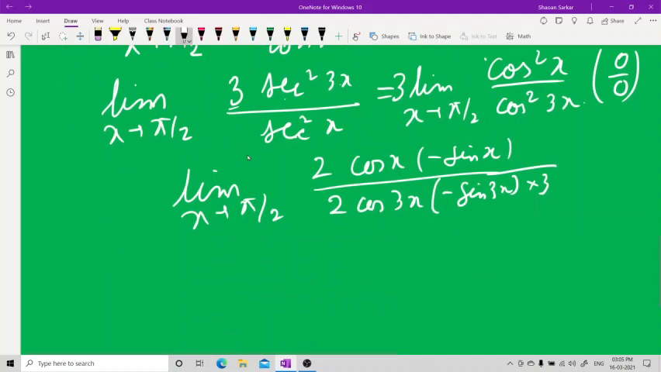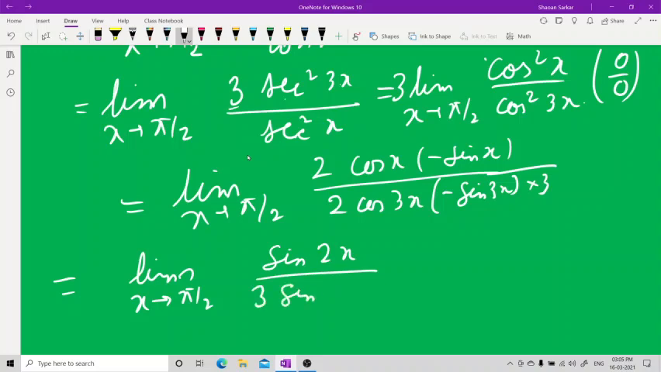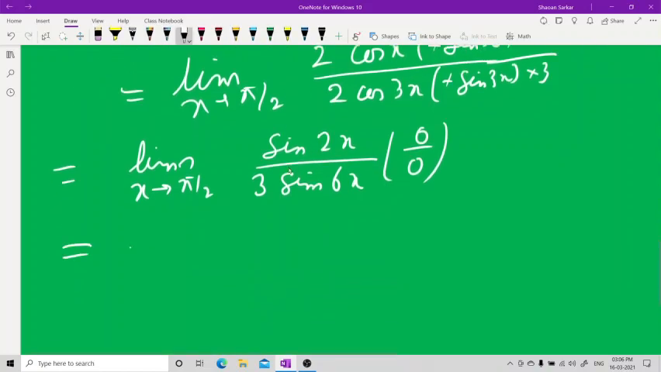So this is limit x tending to pi by 2. This becomes sin 2x upon 3 sin 6x. Minus and this minus cancel out. Now at pi by 2, this again becomes 0 by 0. Now again you differentiate, again using L'Hopital rule.